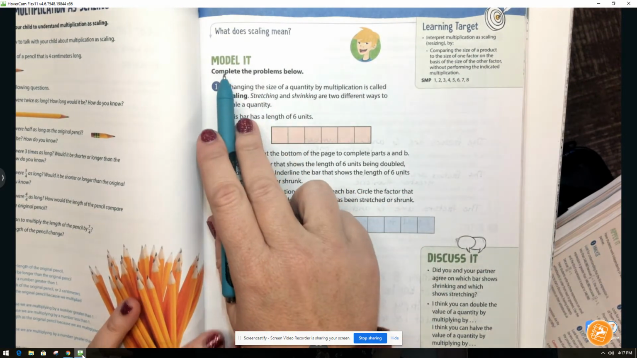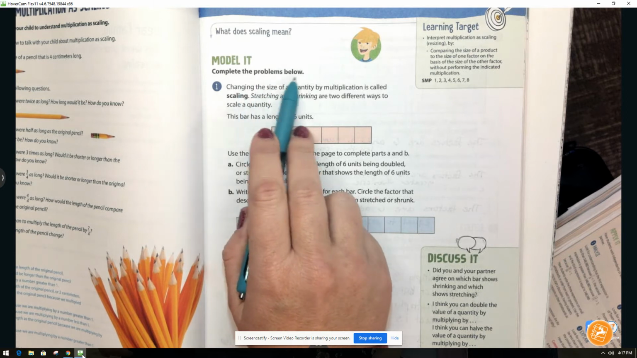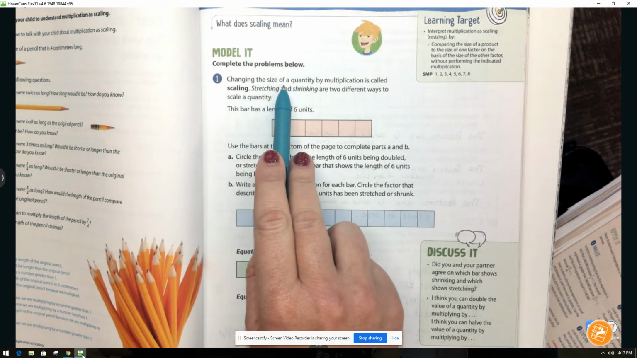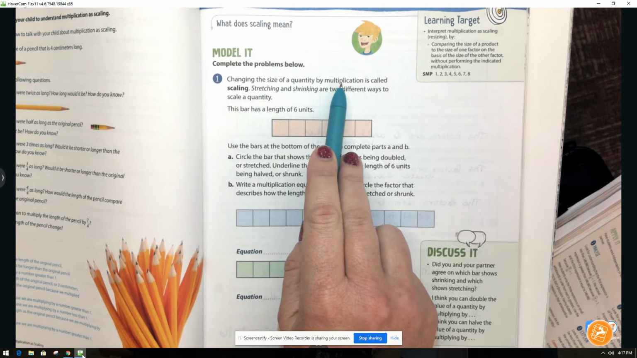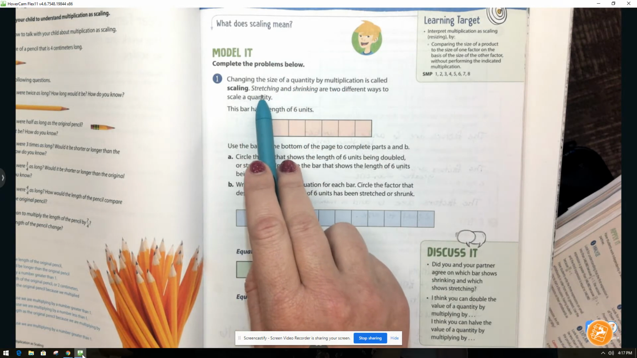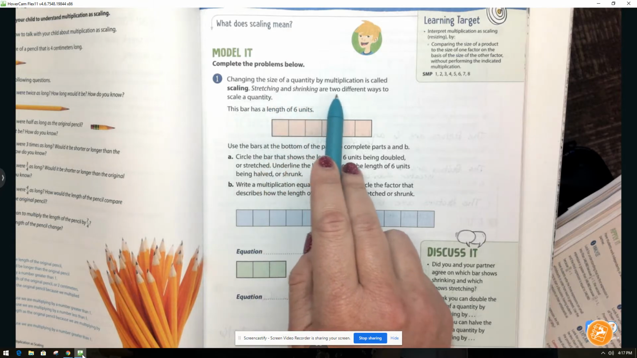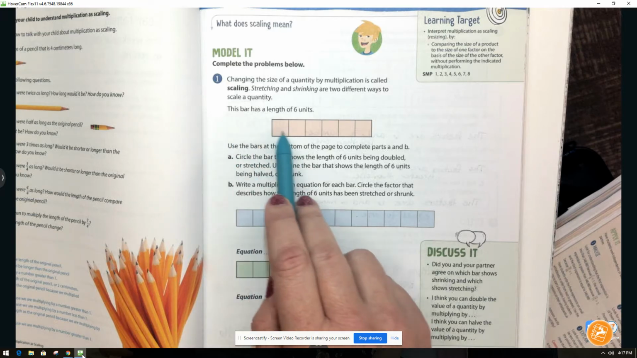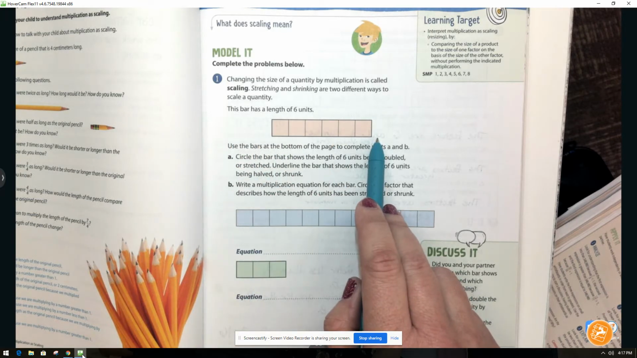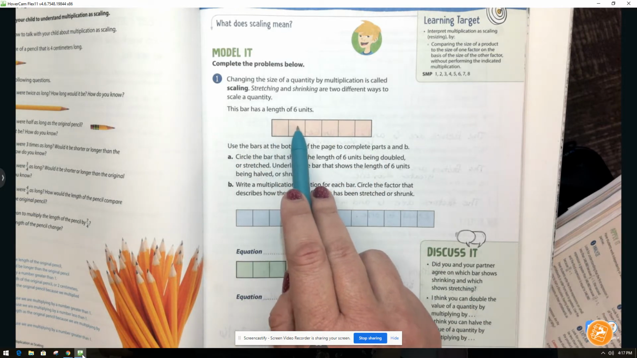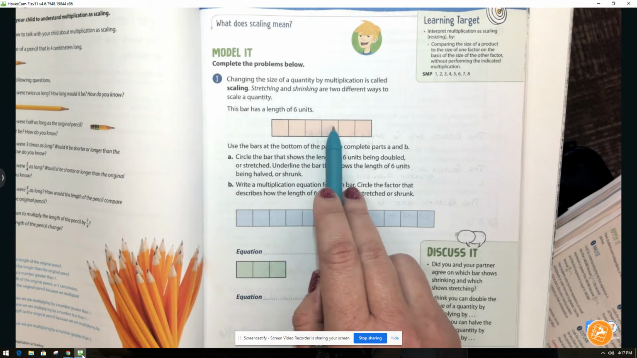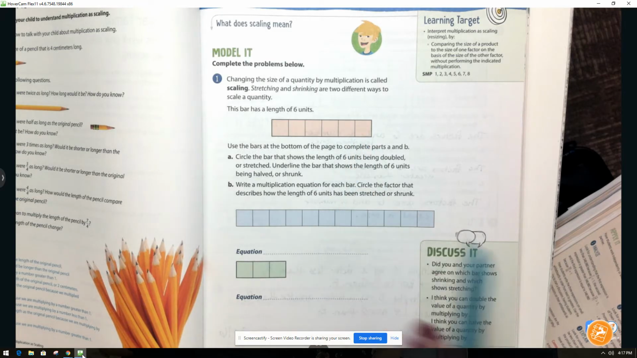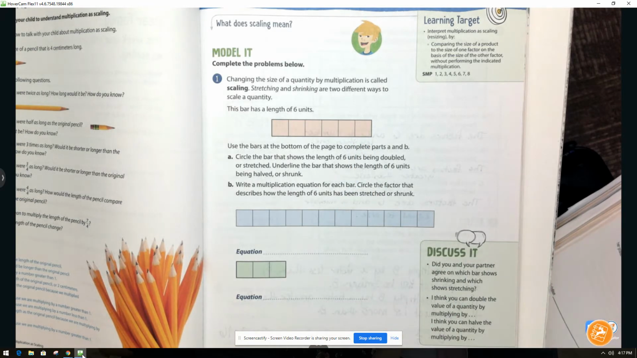So it says this, model it. Complete the problems below. Number 1, changing the size of a quantity by multiplication is called scaling. Stretching and shrinking are two different ways to scale a quantity. This bar here has a length of 6 units. 1, 2, 3, 4, 5, 6. So the length from here to here is 6 units.